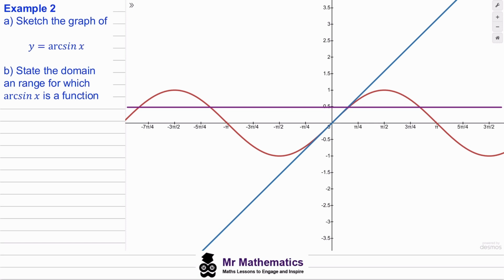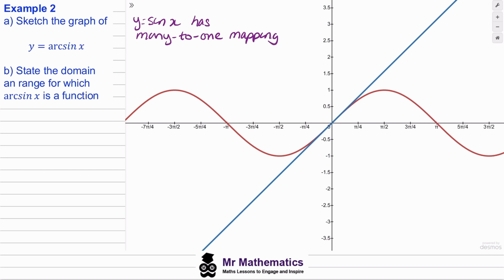But if we look at the line y equals 0.5, you can see there are many x values that map onto this value of y. So y equals sine x is a many-to-one mapping. So when we find the inverse of this, we get a one-to-many, which is not a function. So to fix this, we need to restrict the domain of y equals sine x. And the best way of seeing how to do this is if we reflect sine x in the line y equals x. Then we'll plot its inverse.